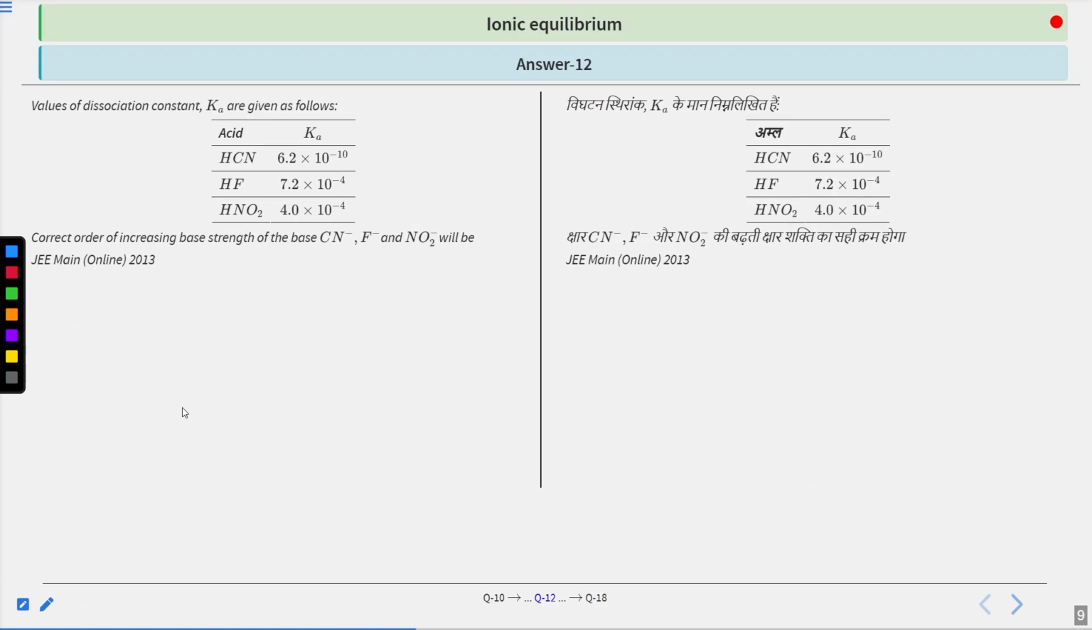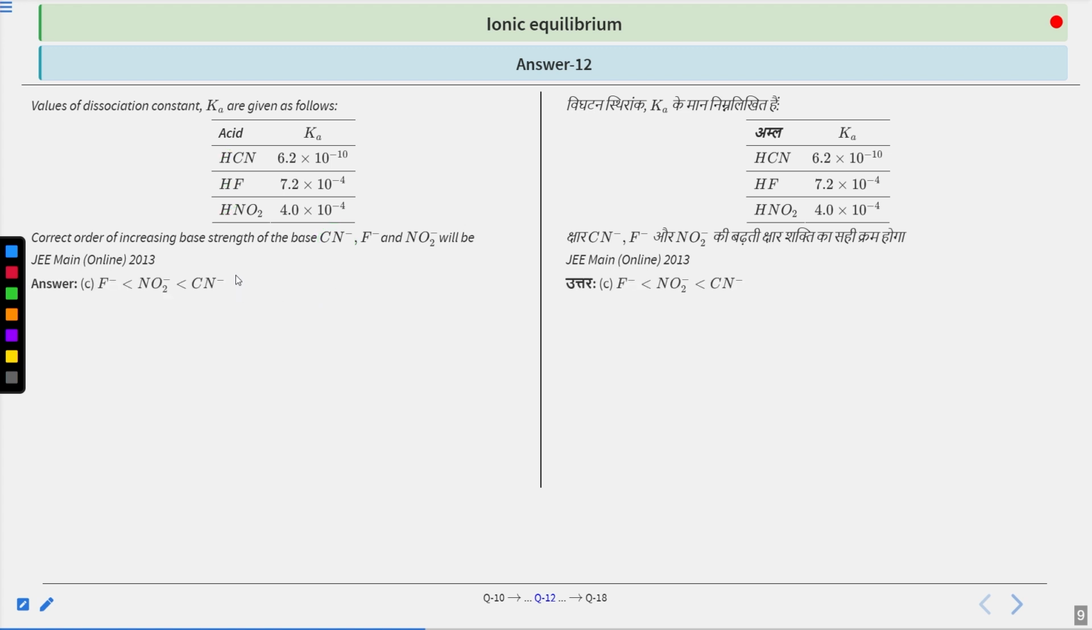We are given 3 acids along with the value of K. Now you have to find the correct order of increasing basic strength of the bases. You can look at it and say that they are of course the conjugate bases of these 3 given acids. For HCN it is CN minus, for HF it is F minus, and for HNO2 it is NO2 minus.